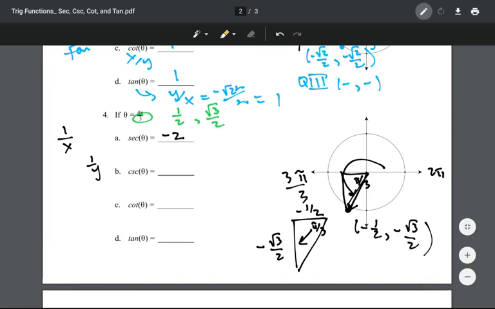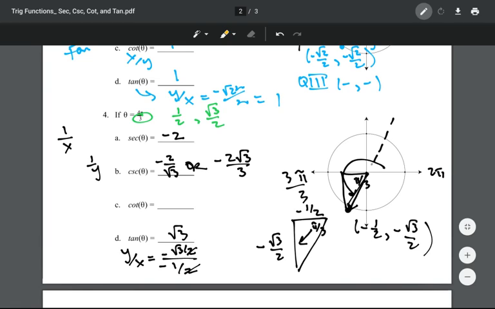Cosecant is 1 over y. That's going to be negative 2 over radical 3. Or if you rationalize like we did up above, negative 2 radical 3 over 3. Cotangent and tangent. I like to do tangent first. This is y over x. Y is negative radical 3 over 2. X is negative 1 over 2. The 2's cancel, and you can do the math to convince yourself, but I'm convinced this is going to be a positive radical 3. Take a look.